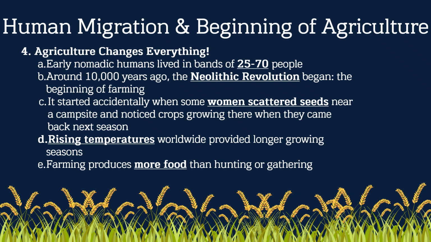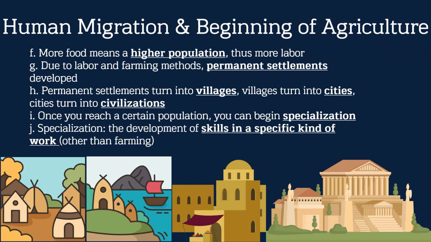Rising temperatures around the world provided for longer growing seasons, as well as more rain, and farming produced much more food than hunting and gathering. More food means a higher population, and thus more people to work. And with more people working and better farming methods, permanent settlements develop. We leave hunting and gathering and develop settlements. Those settlements grow into villages, villages into cities, and cities into grand civilizations.